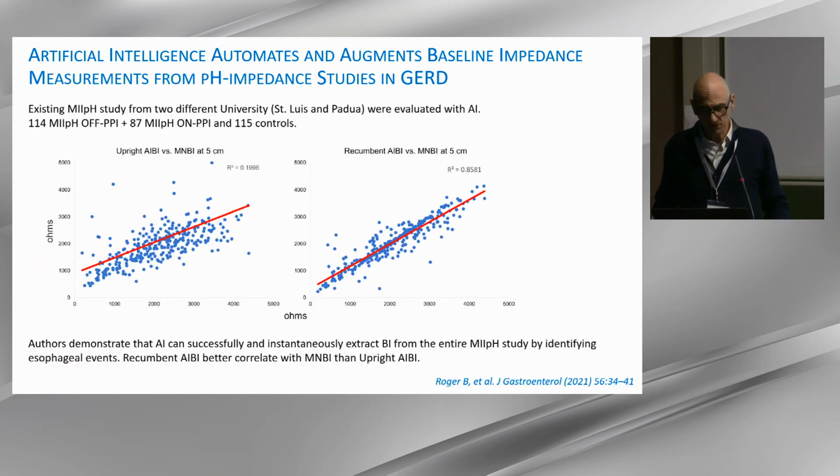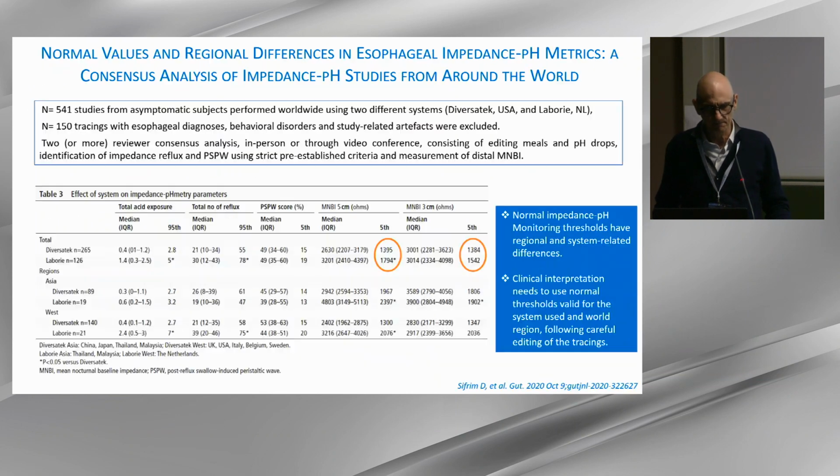Even with artificial intelligence, this study from Washington University in St. Louis and from the University of Padua applied artificial intelligence for the calculation of baseline impedance during the whole track. The conclusion of the authors was that baseline impedance was extracted very easily from the software, and the recumbent AI baseline impedance strongly correlated with MNBI at 5 centimeters from the LES.